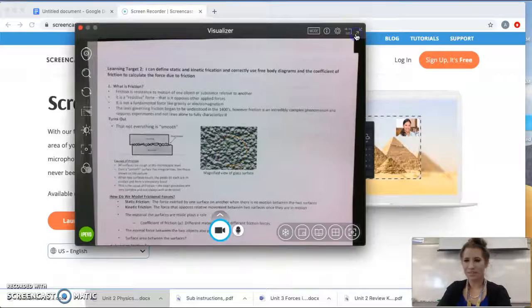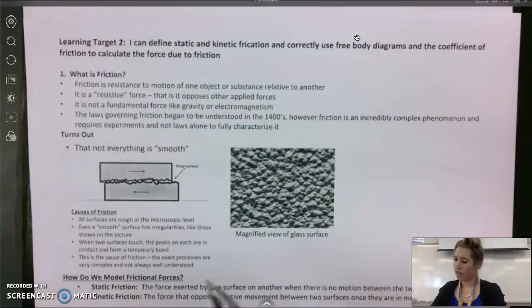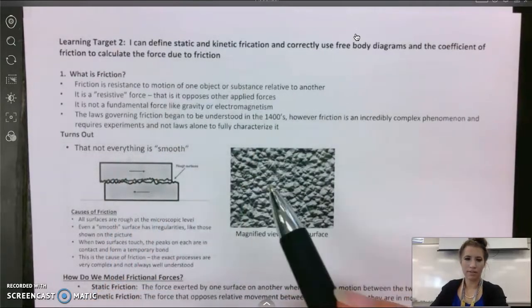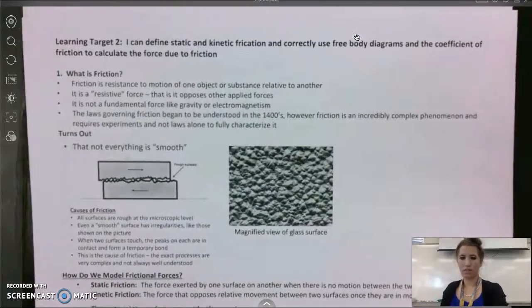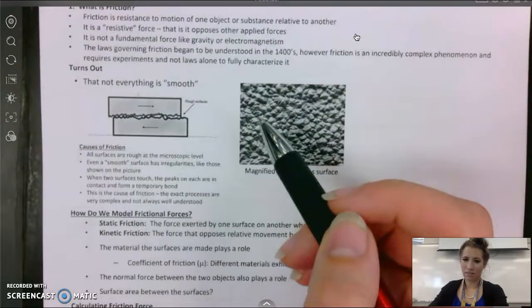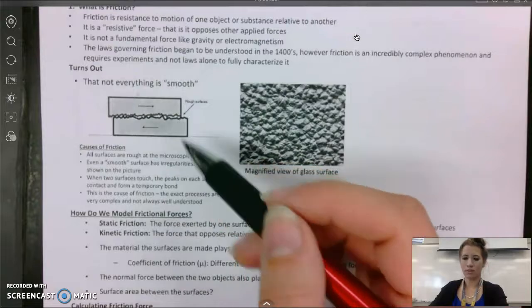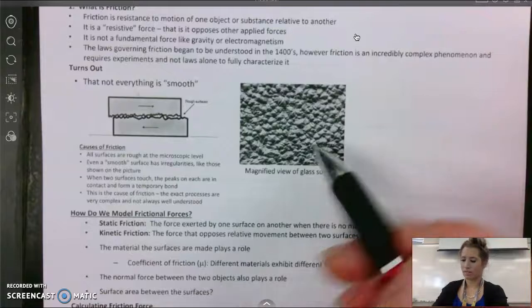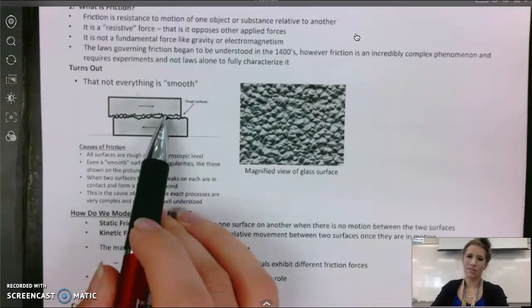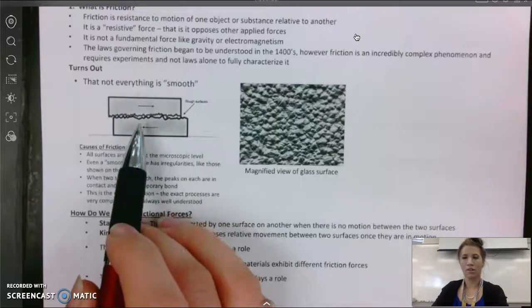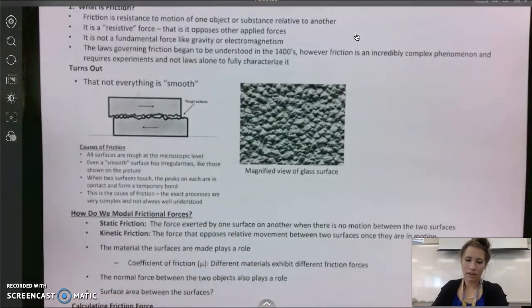Learning target number 2 is about friction, and it's defining static and kinetic friction. Okay, so in the slides we talked about what friction is, and it turns out on the microscopic level that surfaces are not smooth. Even surfaces that we perceive as smooth, like glass, actually have all these tiny little hills and ridges, and those hills and valleys can become interlocked as they glide past one another, and that's what friction is.